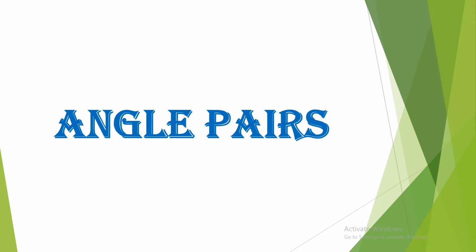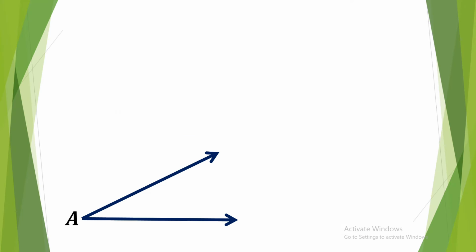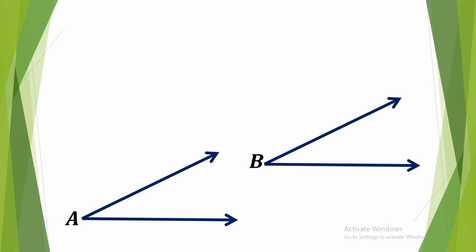We have the angle pairs. We have here an angle named angle A. Now if we copy this angle to form another angle named angle B, compare angle A with angle B. Very good. Since we just copied angle A to form angle B, that means those two angles have equal measurement.